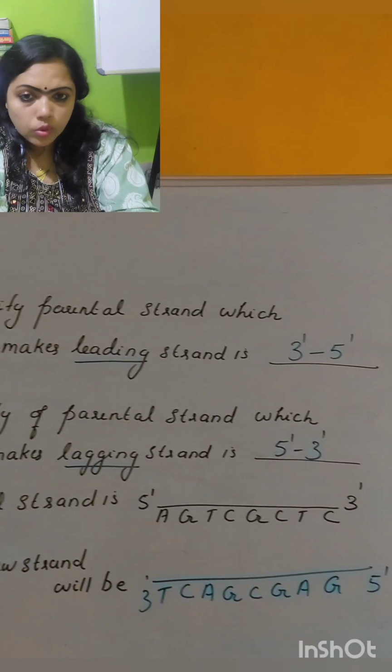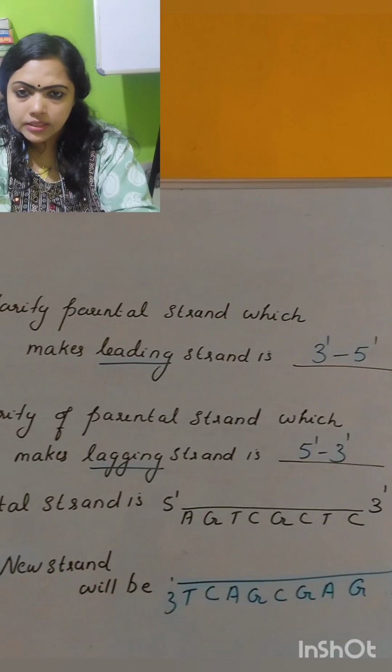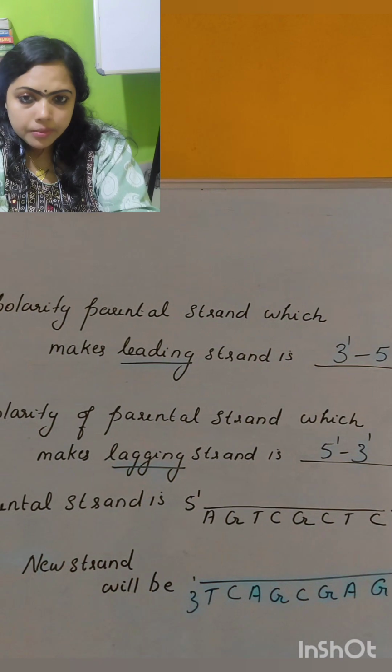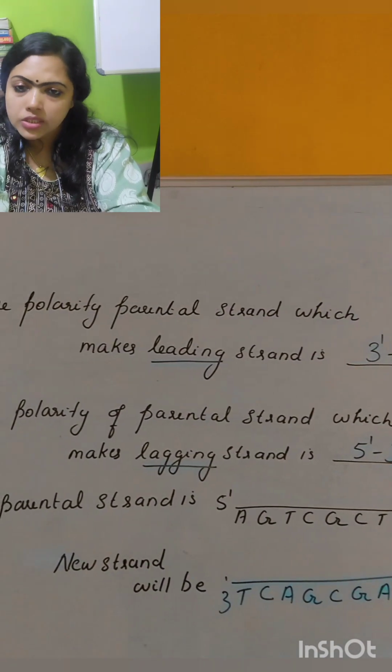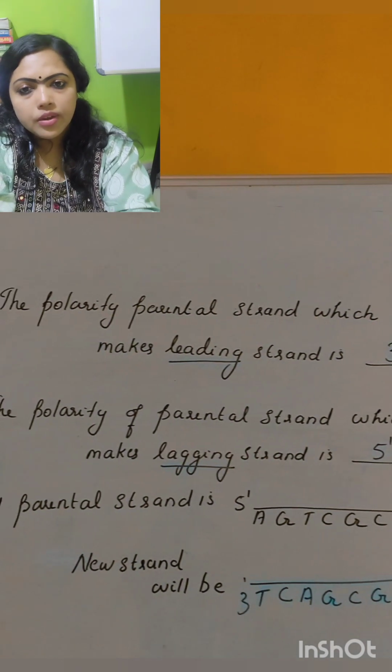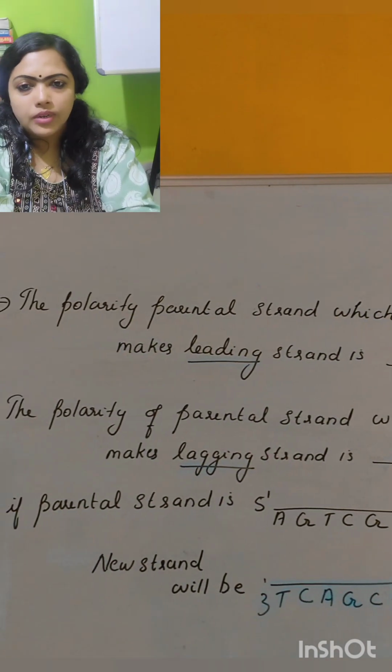Then you have to know the polarity of the parental strand. That is, the polarity of the parental strand that makes the leading strand will be 3'-5', and the polarity of the parental strand which makes the lagging strand will be 5'-3'. Okay, this is about DNA replication.